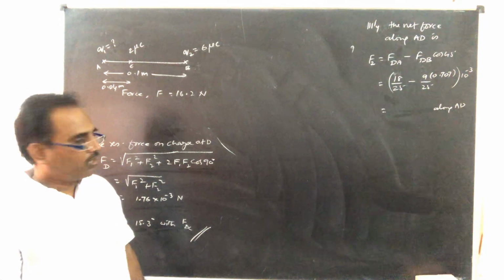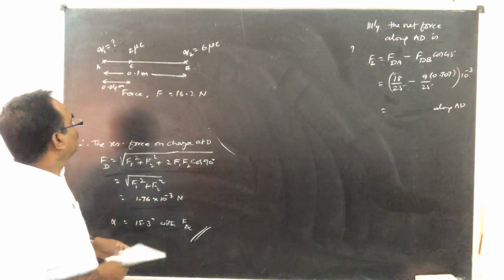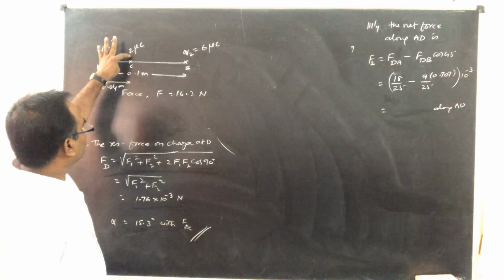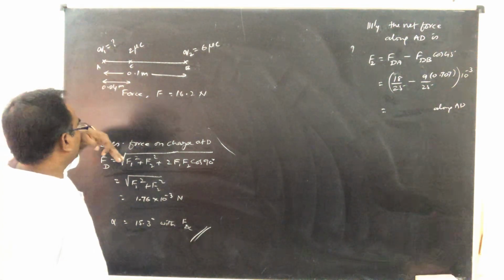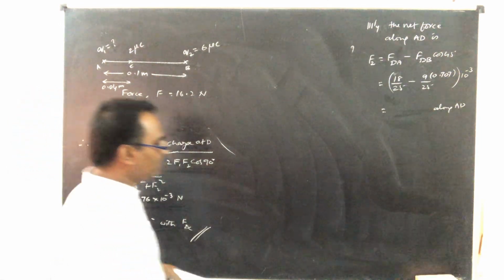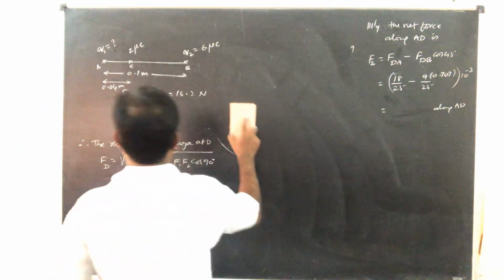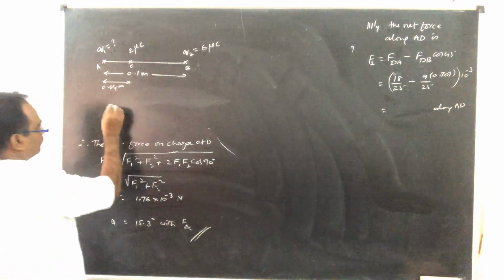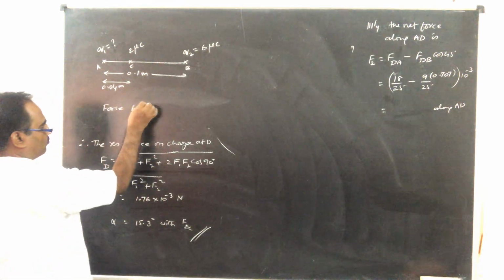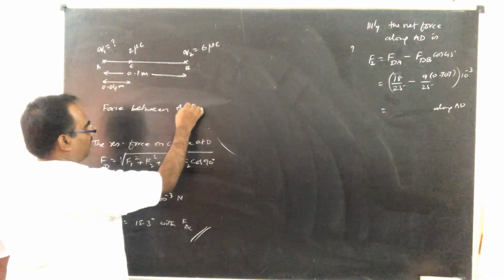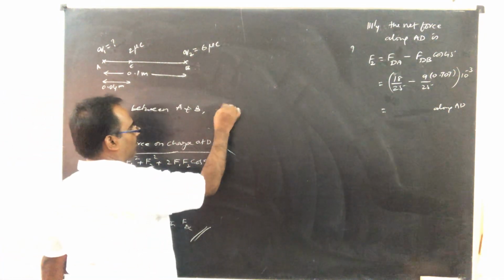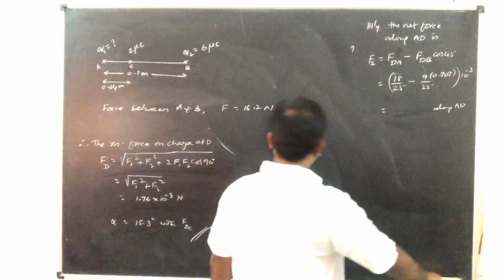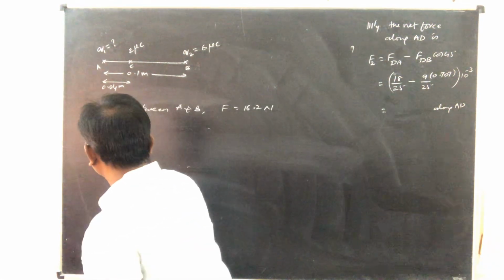So this is a simple problem which you can do by yourself. To find the resultant force on this charge at C, first you need to know this charge Q1. So initially it is given that force between A and B, F is equal to 16.2 Newton. So from this force you calculate Q1.